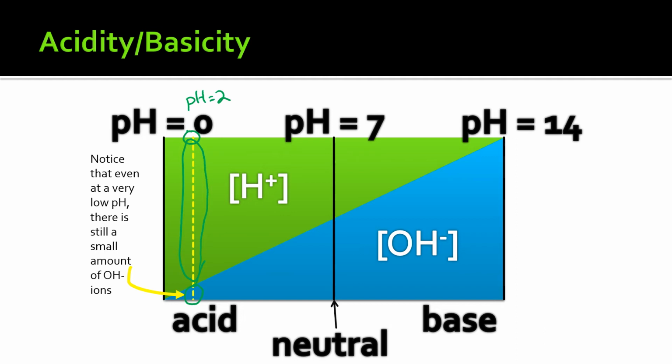And the reverse is true for a very high pH. So say pH of 12. We still have this area, y'all, of hydrogen ions. So very high pH, there will still be a small amount of hydrogen ions.